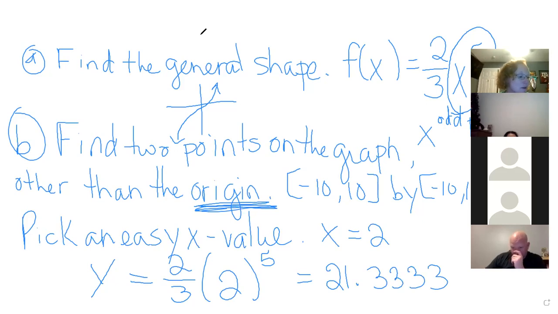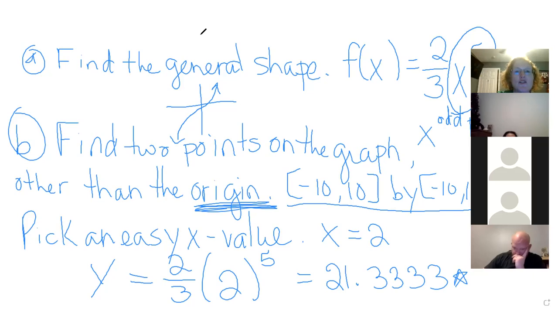Now, this is completely correct. This is on the graph, but here's the problem. They told you nothing could be any smaller than -10 or any bigger than +10. And you've got this right here. That's bigger than +10. So even though it is a point on the graph, they wouldn't accept it in your homework. So, okay, that means 2 is too big.